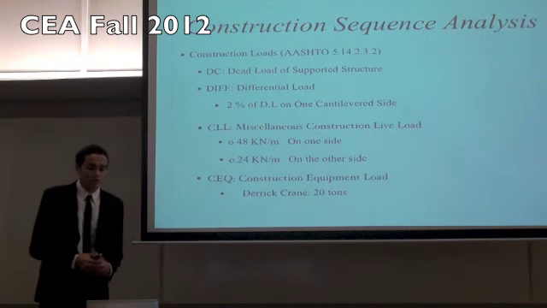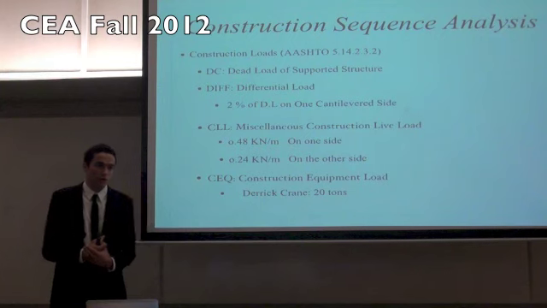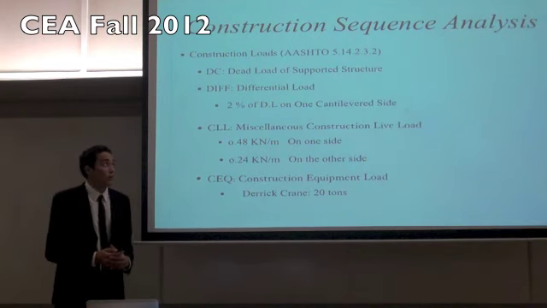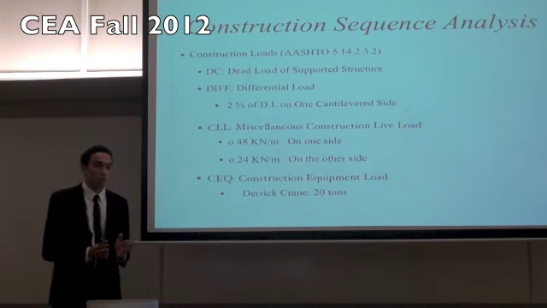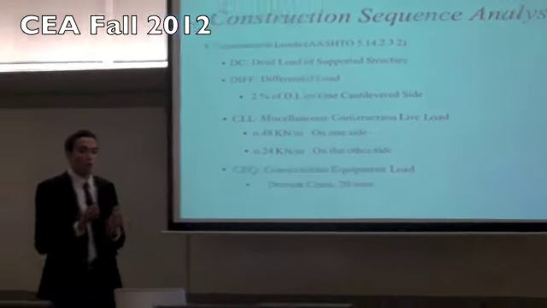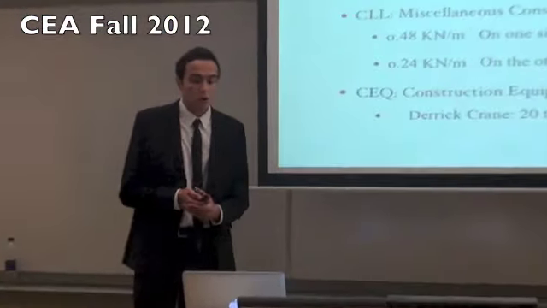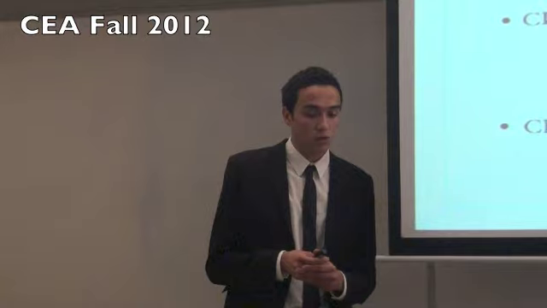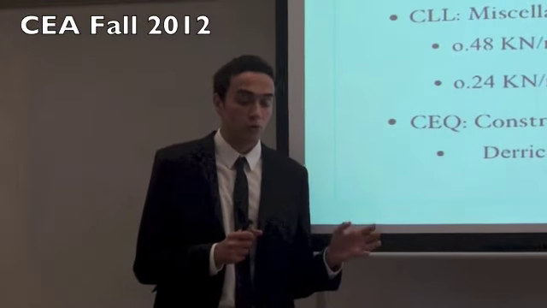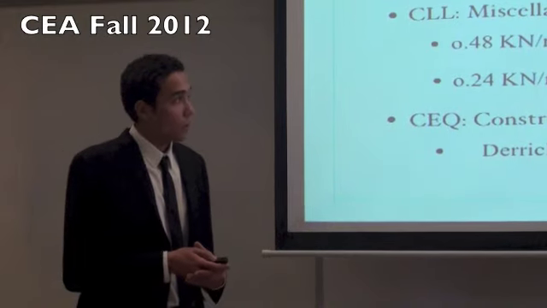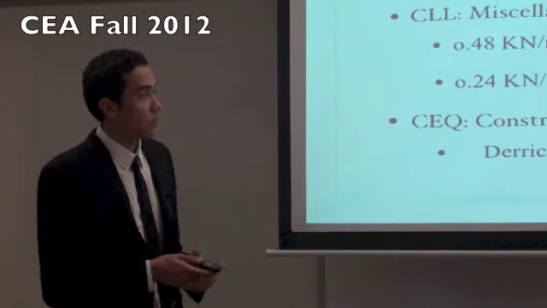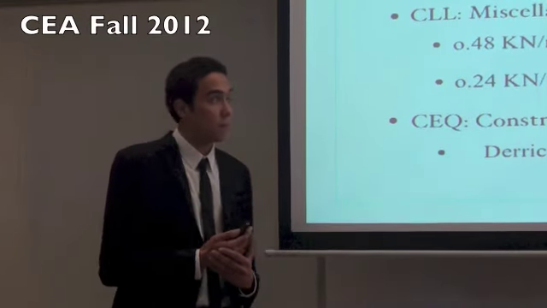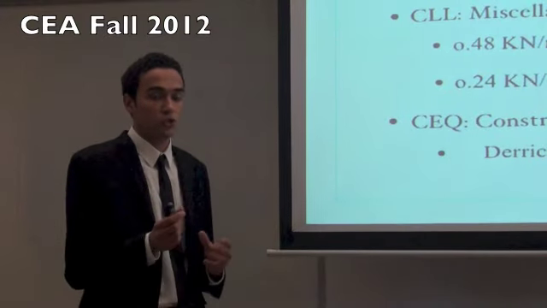For construction sequence analysis, there are certain types of loads that should be considered during the construction phases. We consider the dead load of the structure and the differential load, which is 2% of the dead load, applied only on one cantilever side. Also, we applied a miscellaneous construction distributed live load of 0.48 kN per meter on one side and 0.24 kN per meter on the other side. For the construction equipment load, we had to assume equipment that would be used in the construction process. It was a derrick crane weighing 20 tons applied on one cantilever side to produce the most severe effect.